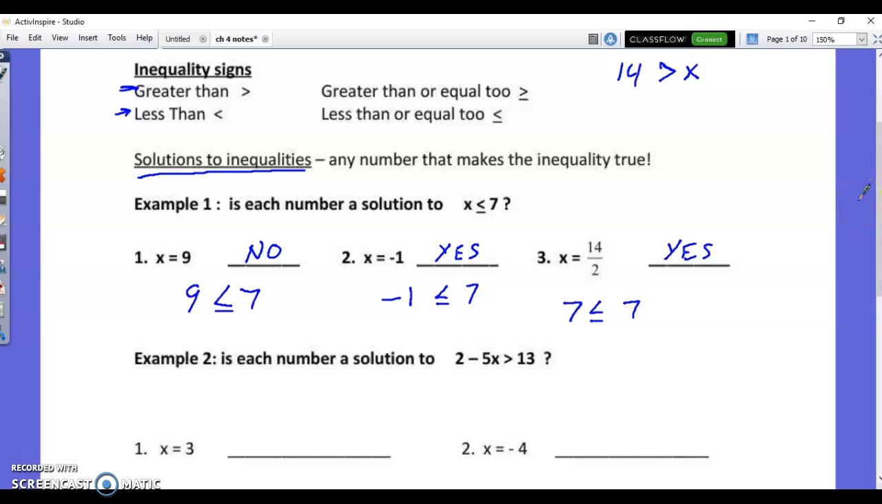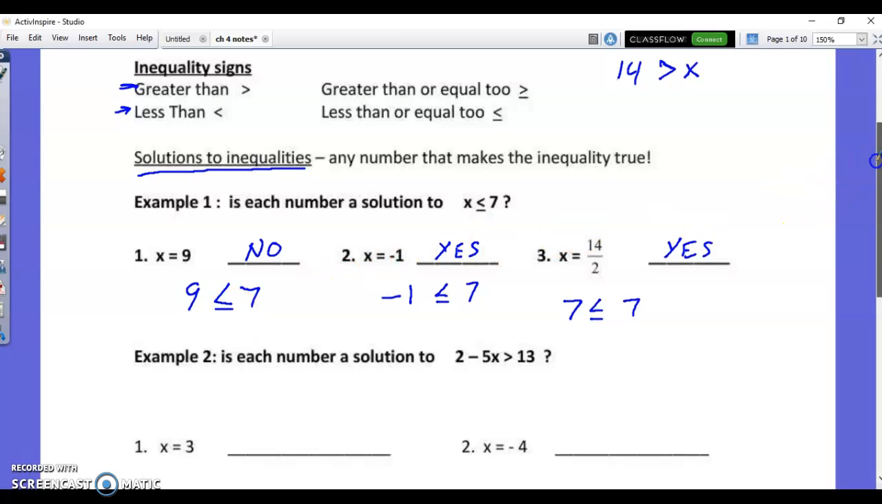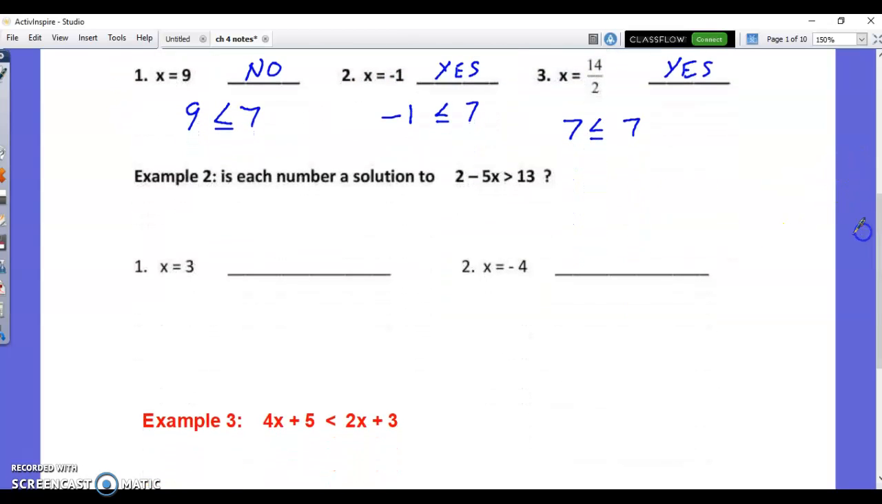All right, so this section deals with a lot of just substitution. Put it in, see if it comes out true. All right, so the next level type question is, if I put 3 into this problem, is it going to be a solution? So we need to actually go back in and substitute it just like we did before. So 2 minus 5 and then parentheses 3.